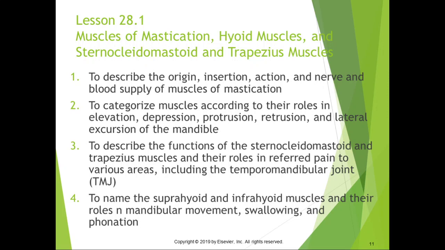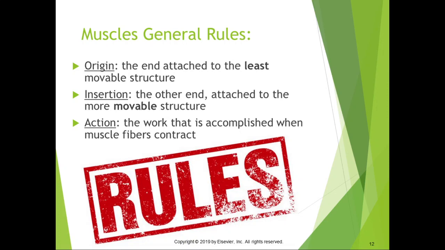of mastication, the roles that they play, and how they move up and down, side to side, and move the mandible around. Then we're going to look at the function of the sternocleidomastoid muscle and the trapezius muscle, and how they affect and refer pain in the head and neck area, including TMJ dysfunction as well. And we'll look at the suprahyoid and infrahyoid muscles, looking at how they move the mandible again, and swallowing and speaking as well.